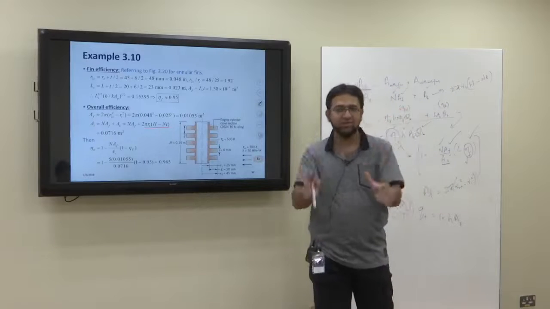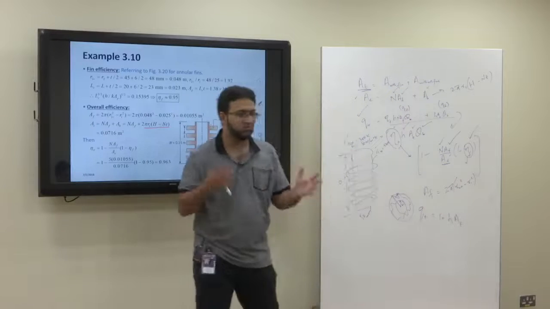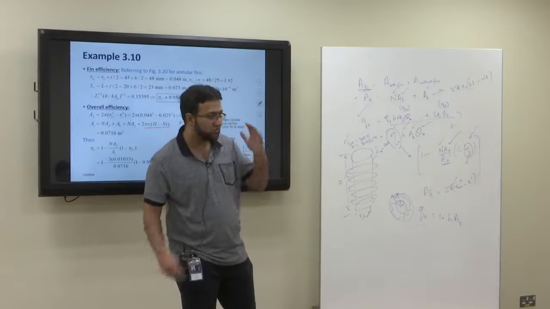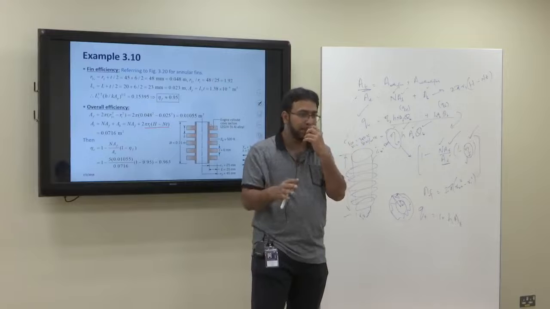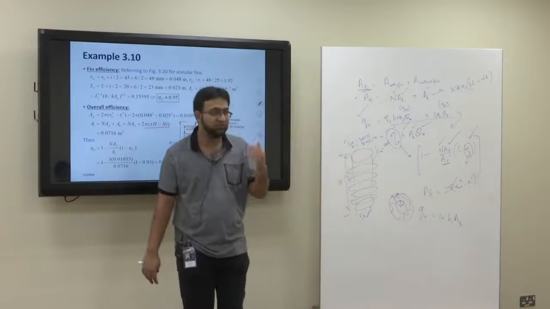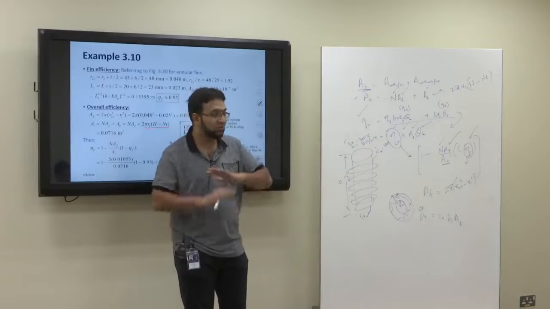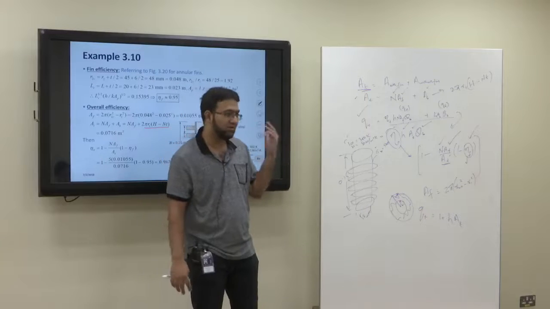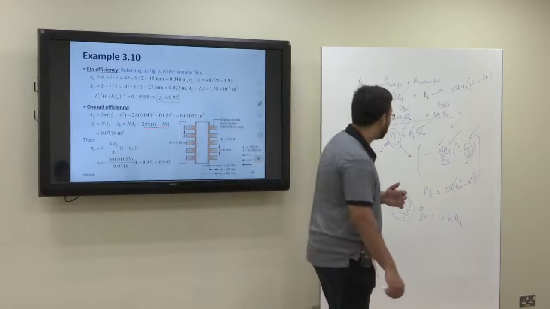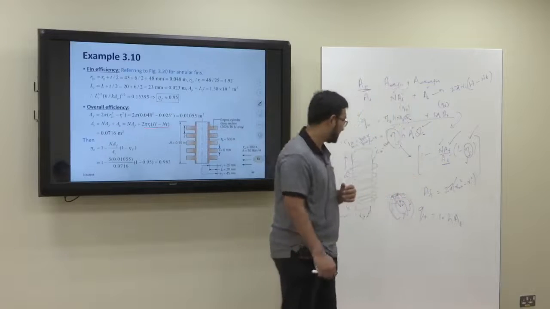You need a lot of imagination in all engineering courses. That's the problem with engineering courses. You need to have an imagination of what's happening. So don't get confused by the areas. There are so many areas: circumferential area, cross-sectional area, and so on. So don't confuse yourself with it.